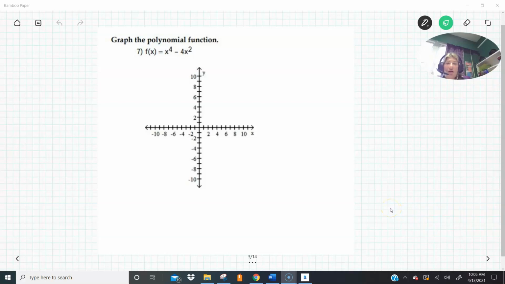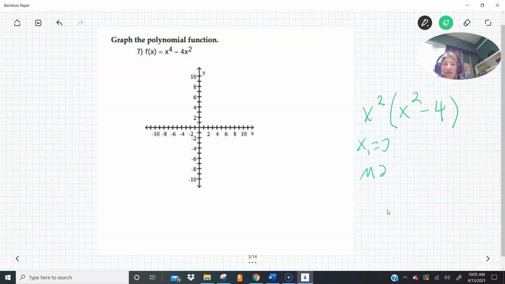Welcome back. This is problem number 7, to graph the polynomial function x to the 4th minus 4x squared. There are different things that we can do with it. If I want to put it in factored form so that it's easier to graph, you could change this to x squared, because that's the common factor, and then write this as x squared minus 4. That would give me a 0 x-intercept at 0 with the multiplicity of 2.